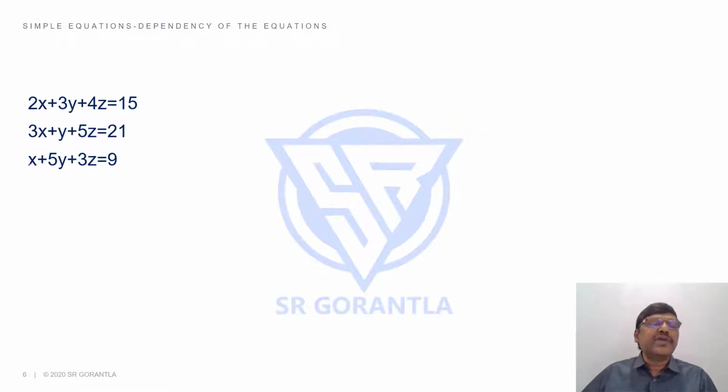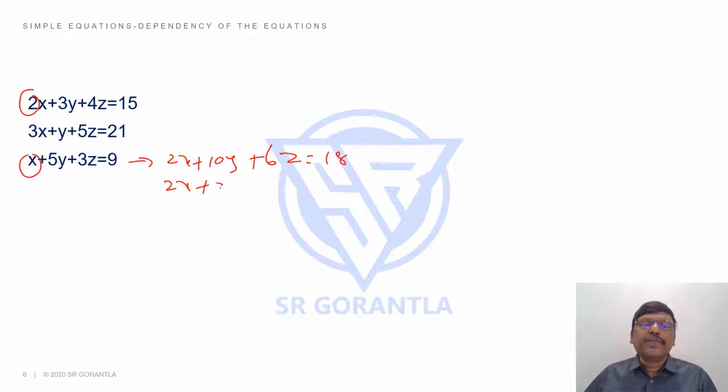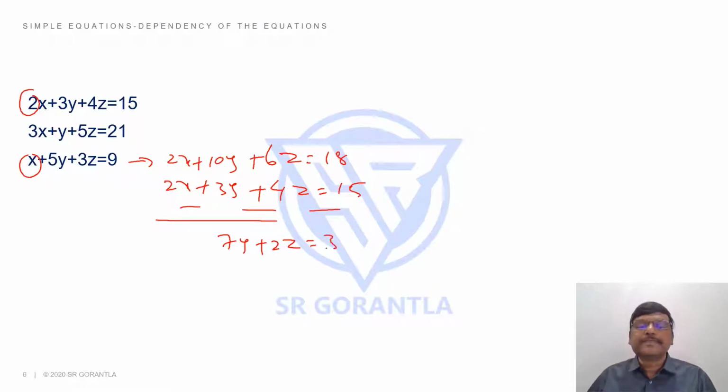I'll try to cancel x, students. I have x here, I have 2x here. I multiply this with 2. 2x plus 10y plus, you know how to do it. You have a video on solving the equation, so let me do it fast. 2x plus 3y plus 4z equals 15. If you solve the two equations, students, you get 7y plus 2z equals 3. This is one equation. Let it be there.